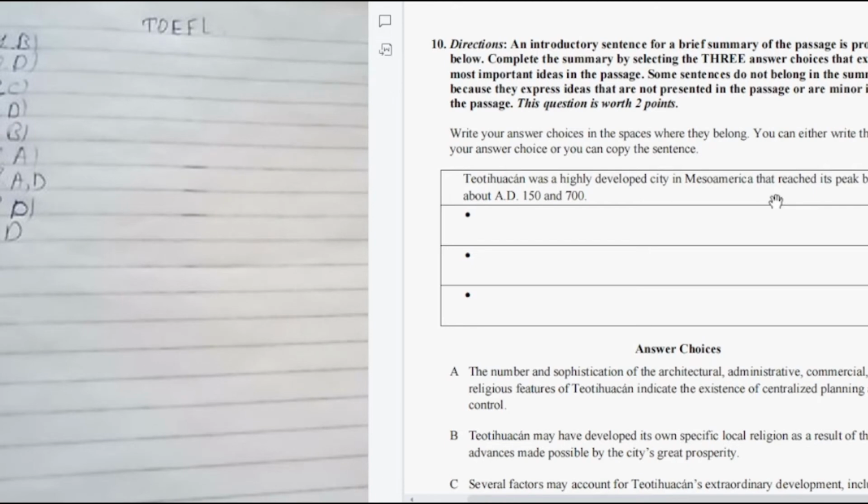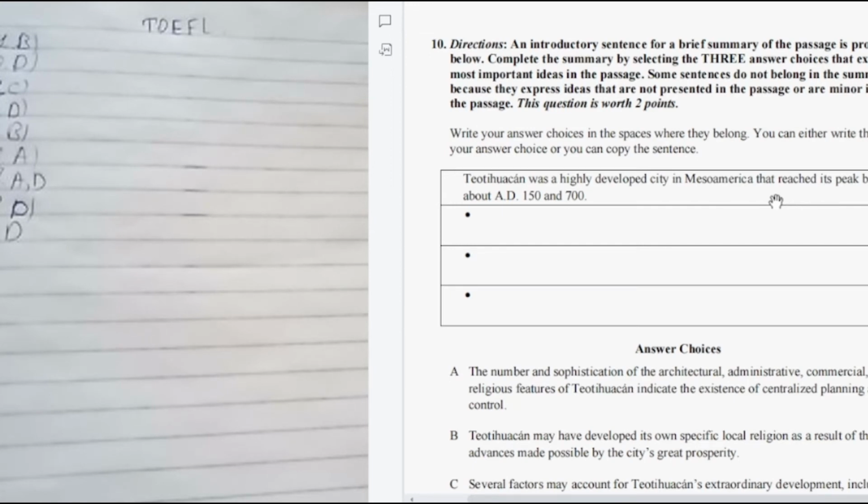Directions: An introductory sentence for a brief summary of the passage is provided below. Complete the summary by selecting the three answer choices that express the most important ideas in the passage. Some sentences don't belong in the summary because they express ideas that are not presented in the passage or are minor ideas in the passage. This question is worth 2 points.